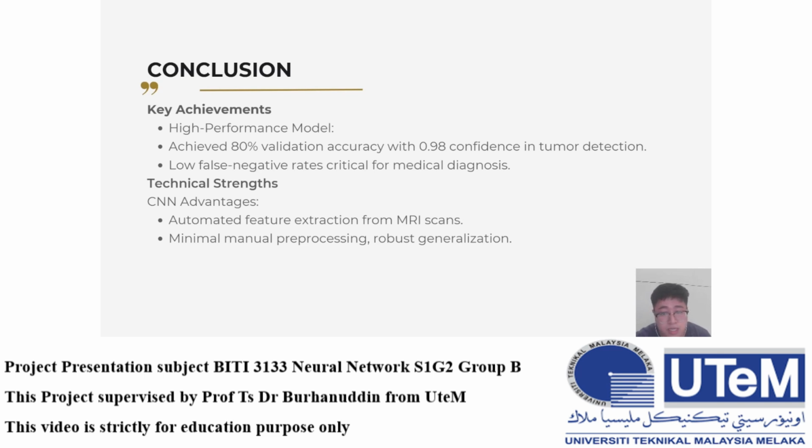From a technical standpoint, the choice of a convolutional neural network or CNN proved to be a significant strength. CNNs offer several advantages. First, they enable automated feature extraction from MRI scans, reducing the need for laborious manual processing. This also leads to minimal manual pre-processing and contributes to the model's robust generalization capabilities, meaning it can perform well on new unseen MRI images.